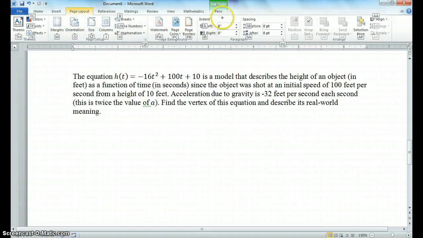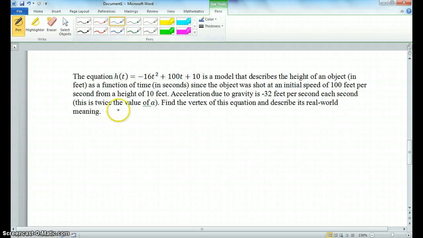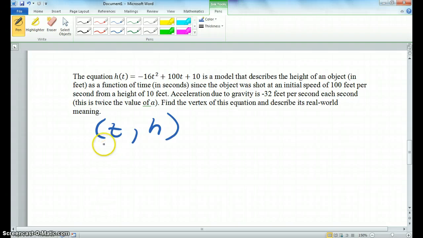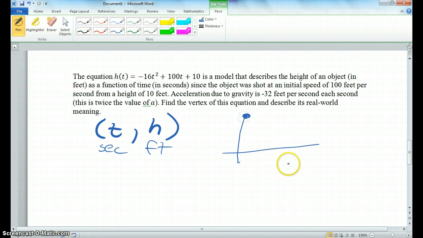So first of all, going back to these ideas of interpreting the values of a, b, and c. We know that our input is t, our output is the height as a function of t, and first of all we'll think about what these represent. So this is the number of seconds that has passed, this is the number of feet, or the height of that object in feet, and if we were to sketch this, we know that the object starts initially at time 0 at a height of 10 feet. Now we know that it's thrown at 100 feet per second.